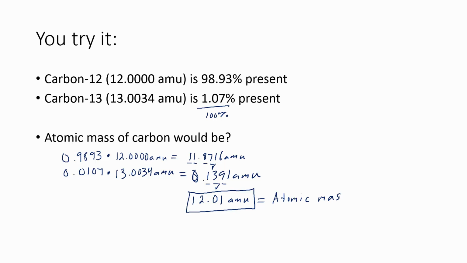Okay, so a quick check. Is there any individual carbon atom that has this mass? Nope. They either have 12 or they have 13.0034. There's no in-betweens, there's no partials. It's one or the other, carbon-12 or carbon-13, and a really tiny negligible fraction of carbon-14 that we're not considering here. But no individual carbon has this mass. This is the weighted average.